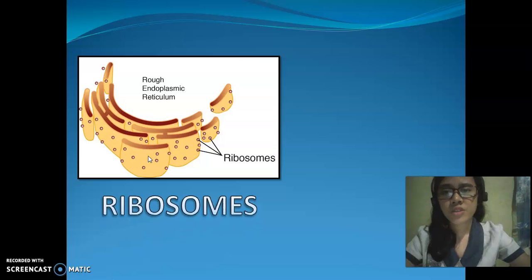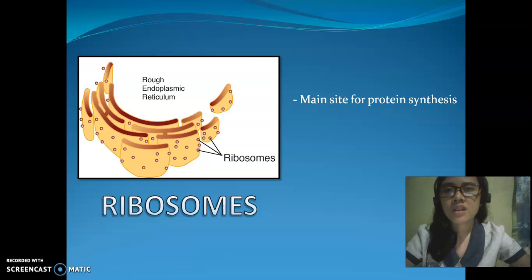Ribosome appears either as clusters or single, tiny dots that float freely in the cytoplasm. The function of ribosome is for protein synthesis. Protein synthesis is an essential function of all cells because protein is the most vital macromolecule in the body that supports daily activity of the organism. Ribosomes are particularly abundant in cells that synthesize large amounts of protein. No ribosomes, no protein.